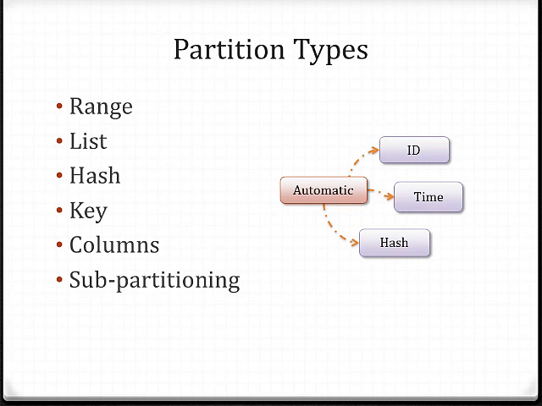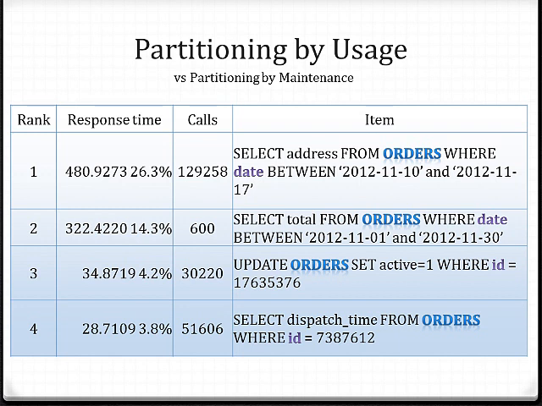Right, okay, so this is automatic. Usually the popular choices are ID, customer ID, country ID. Time is very popular, or hash of something. I'll give you an example now. So that was really bad, that example.